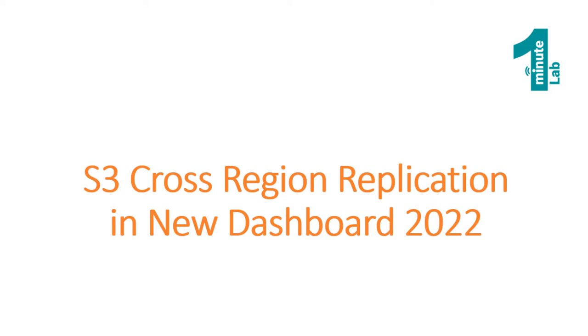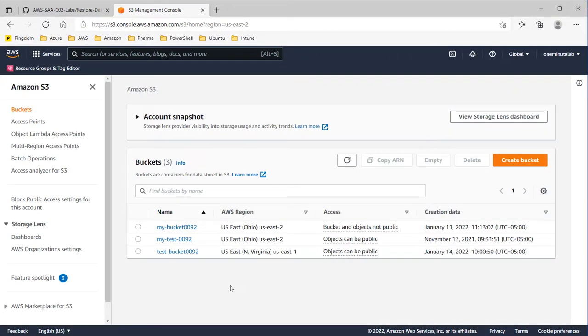Today we will see how we can replicate our S3 objects cross region using the AWS new dashboard. So let's move to the AWS console. As you can see, we are in the S3 dashboard. To achieve this replication task, we need two buckets in different regions. So first of all, create two buckets.